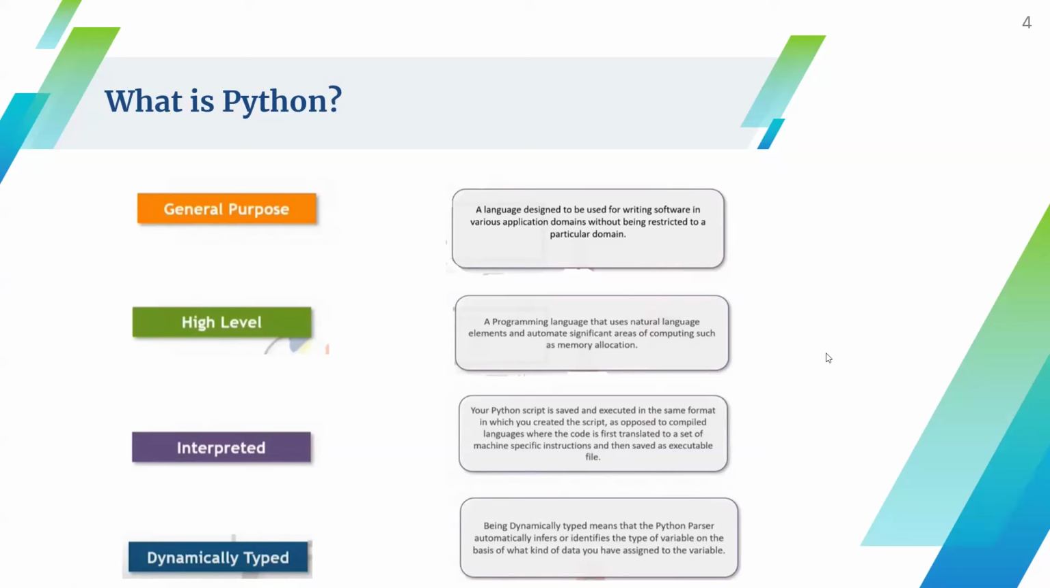Anyway, the next one is dynamically typed language, right? The Python parser automatically infers or identifies the type of a variable on the basis of what kind of data is assigned to the variable. Just now I told you, right? When you assign some value to a variable, the parser automatically infers and identifies what kind of data it is, and based on that it can execute accordingly. So Python is a general purpose, high level, interpreted, dynamically typed language.